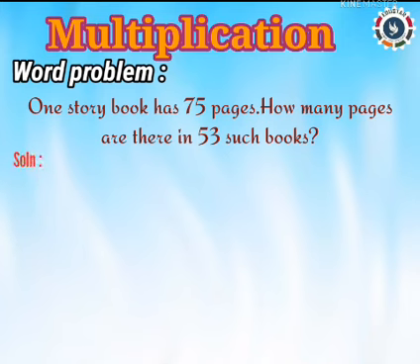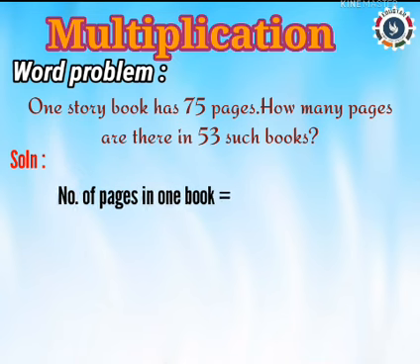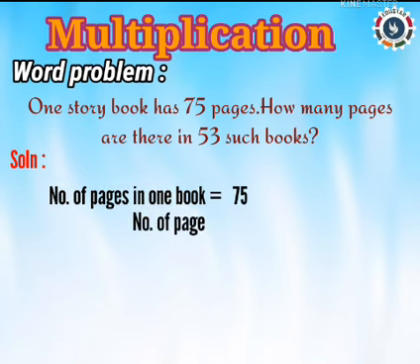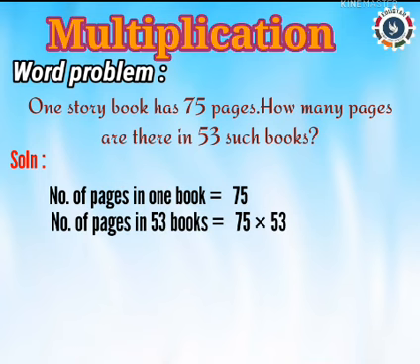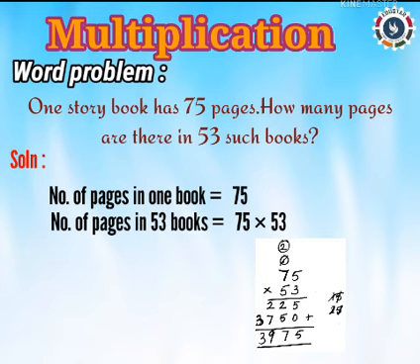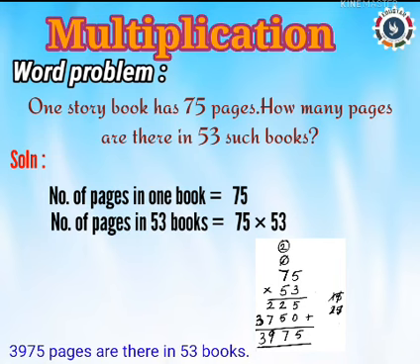Let's write the solution. Number of pages in one book is equal to 75. Number of pages in 53 books is equal to 75 into 53. On multiplying 75 by 53, we get 3975. Therefore, 3975 pages are there in 53 books.